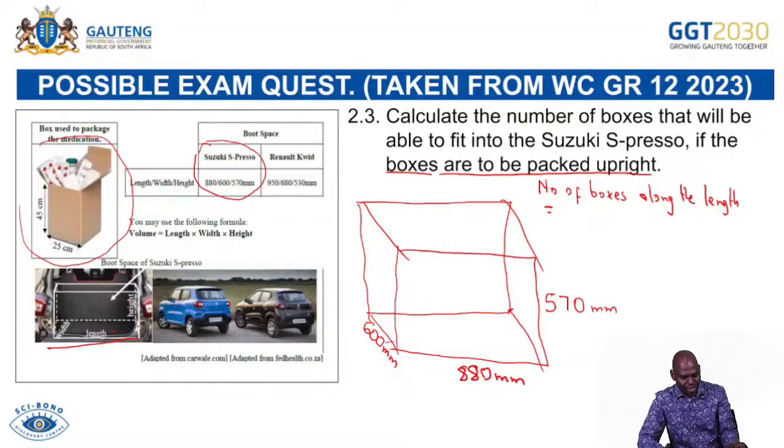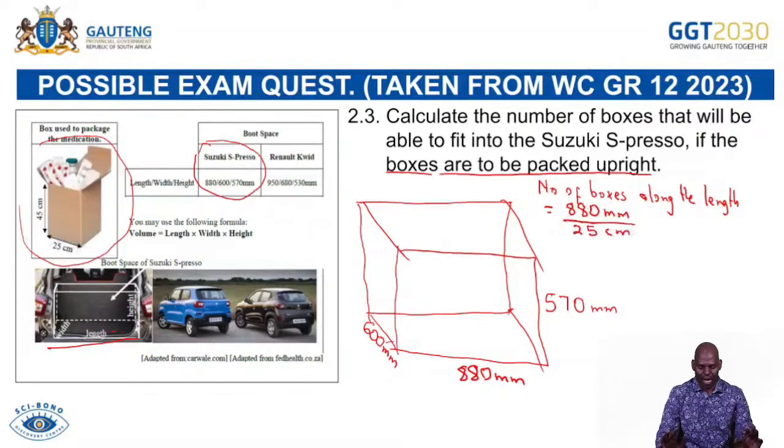In this case, I've got 880 millimeters, which must be divided by 25 centimeters. Okay, I've got 880 millimeters, and then I must divide it by 25 centimeters. Now you need to be careful, boys and girls. Look at the division: there I've got a millimeter, and there I've got a centimeter.